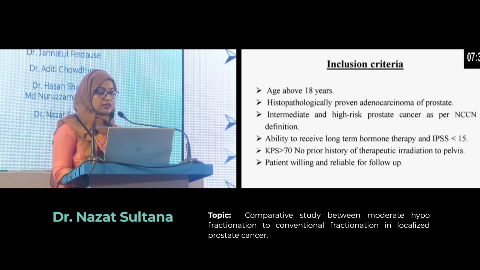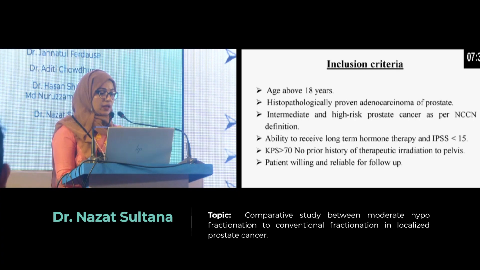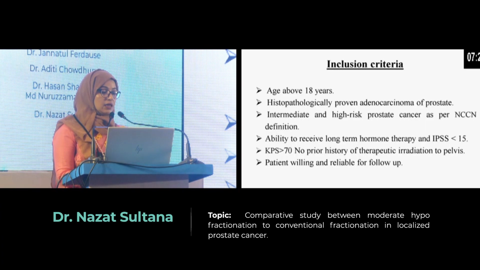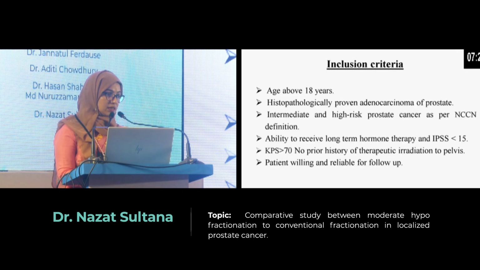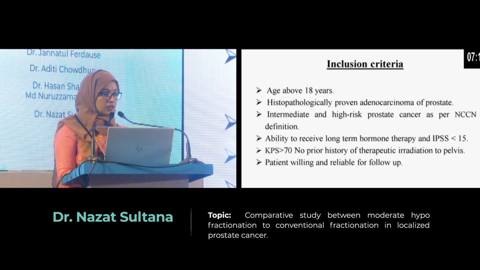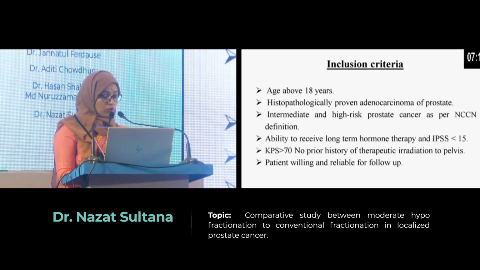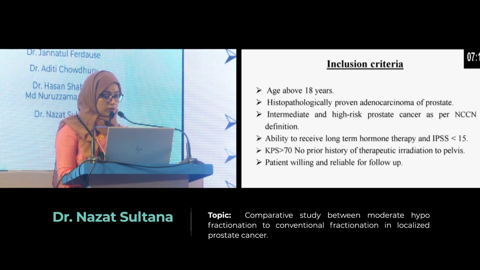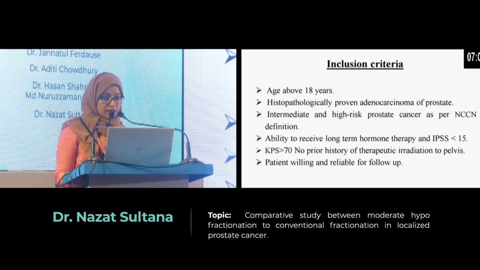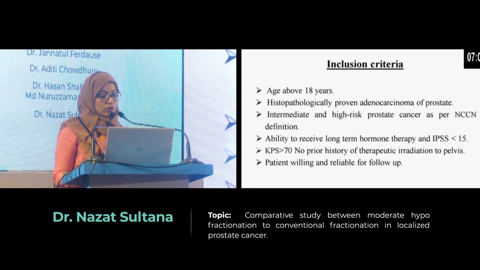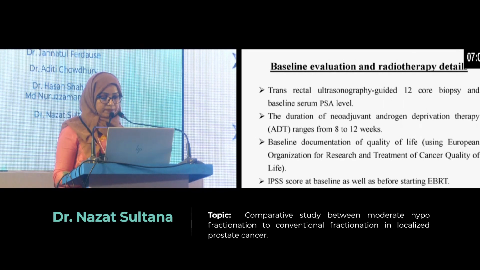The inclusion criteria include: patient age more than 18 years, histopathology proven adenocarcinoma of prostate, intermediate and high risk prostate cancer patients as per NCCN definition, ability to receive long-term hormone therapy, international prostate symptom score less than 15, good performance status, that is KPS more than 70, and no history of previous irradiation in the pelvis. And definitely, the patient is willing to join the study and reliable for follow-up.